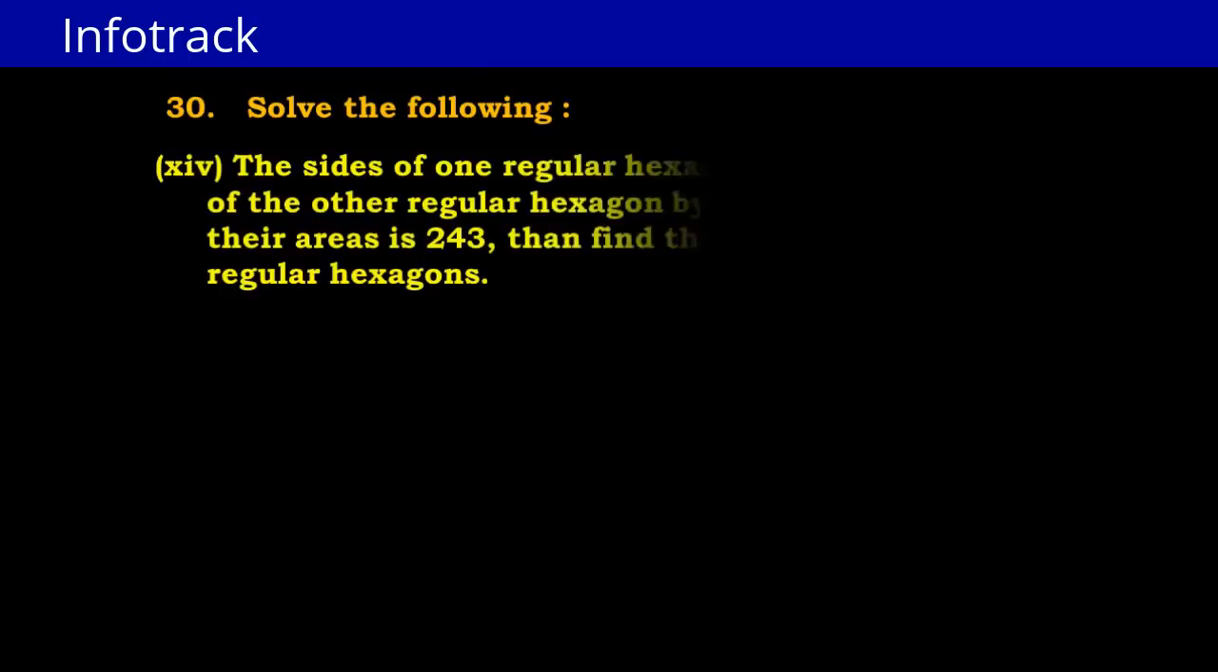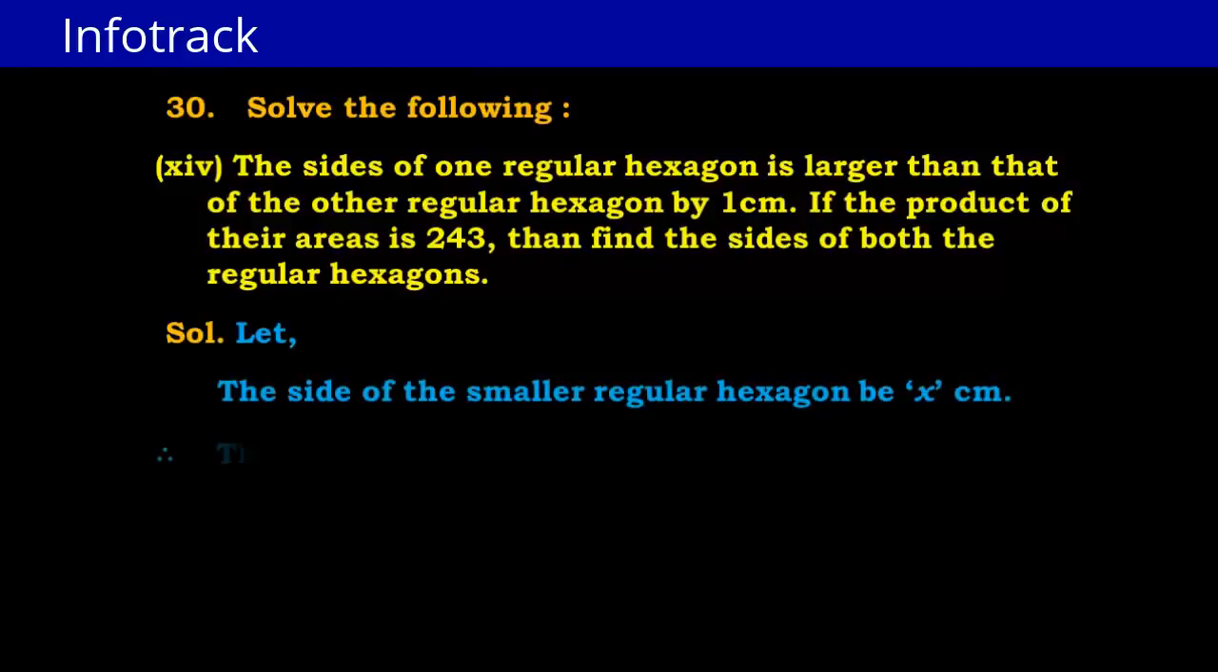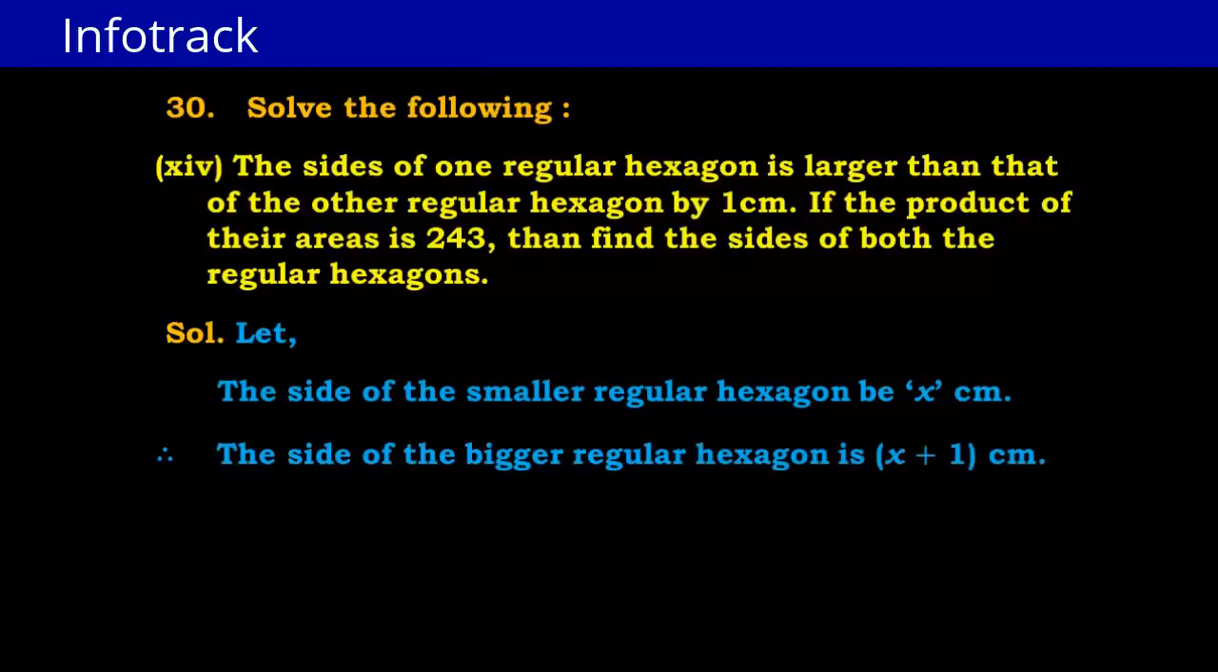The side of one regular hexagon is larger than that of the other regular hexagon by 1 centimeter. If the product of their areas is 243, then find the sides of both the regular hexagons. Now see students, let the side of the smaller regular hexagon be x and the side of the bigger regular hexagon be x plus 1 centimeter. Now we require the product of their areas.